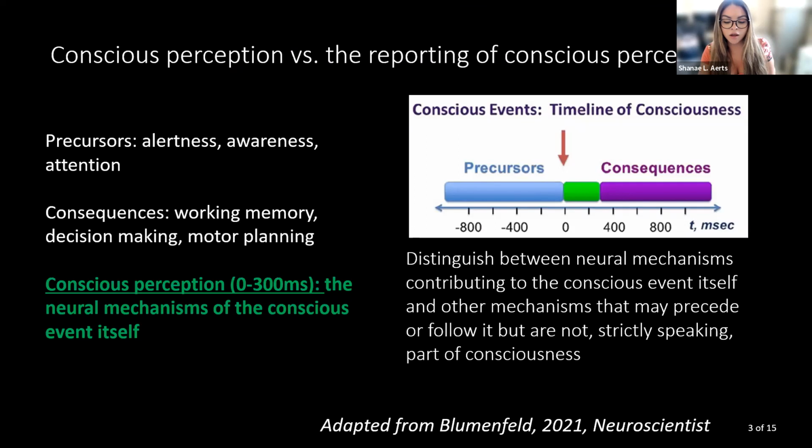So this graphic from Blumenfeld 2021 distinguishes the neural mechanisms of consciousness itself, indicated by the red arrow, from other mechanisms that may precede or follow consciousness, but aren't strictly speaking part of consciousness. The precursors include alertness, awareness, and attention. And then the consequences, depending on the environment in which the conscious percept is being perceived, include working memory, decision-making, and motor planning. In the Blumenfeld lab, we study conscious perception, and these are the neural mechanisms of the conscious event itself.